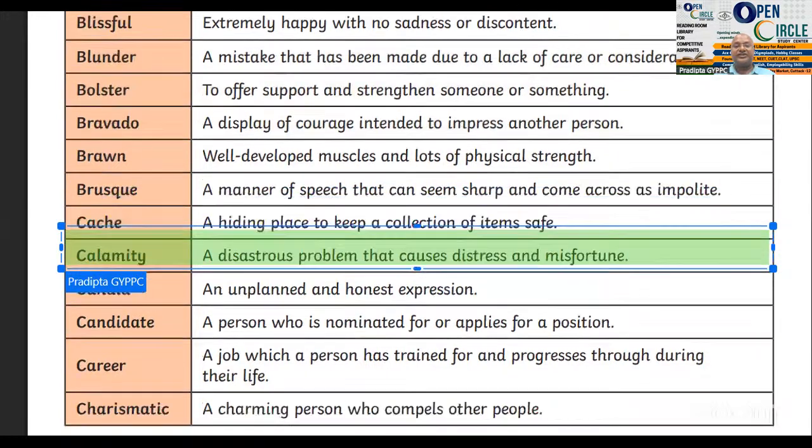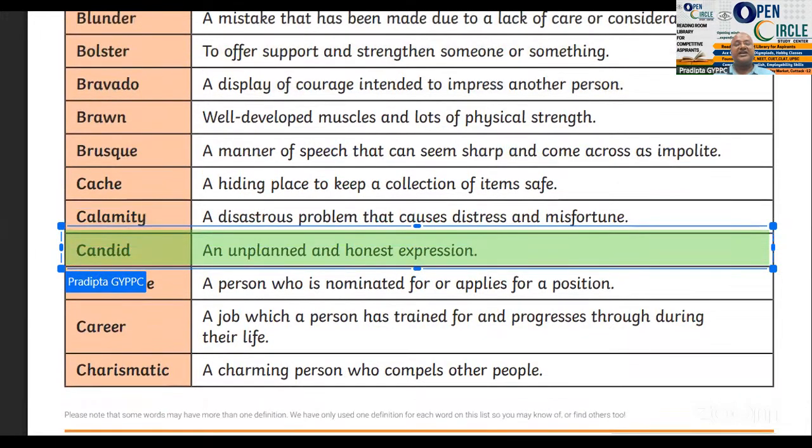The next word is calamity. Calamity is a serious disaster. A natural disaster, right? A serious disaster, that's all. So flood is a calamity in some places. Clear? Next, candid. Candid means unplanned. You are not ready.